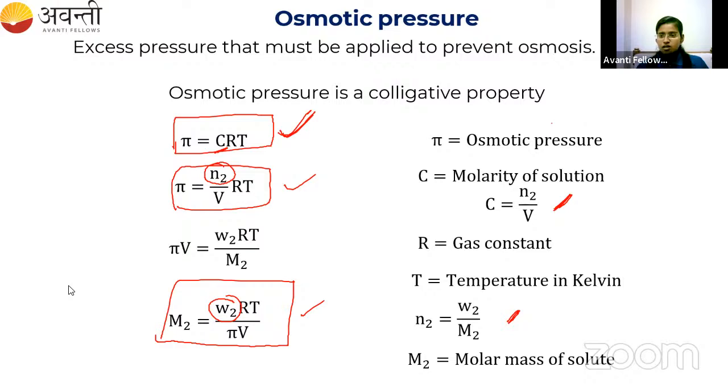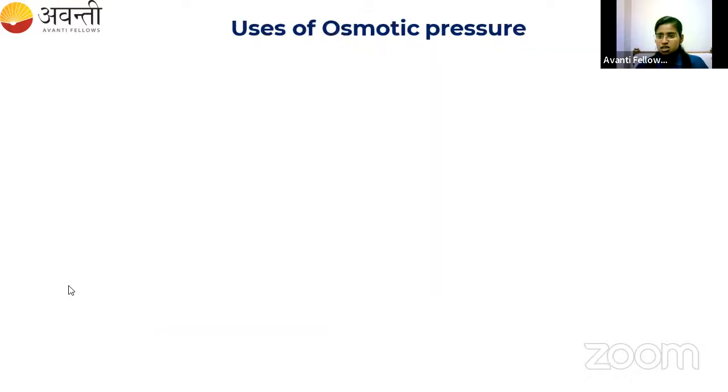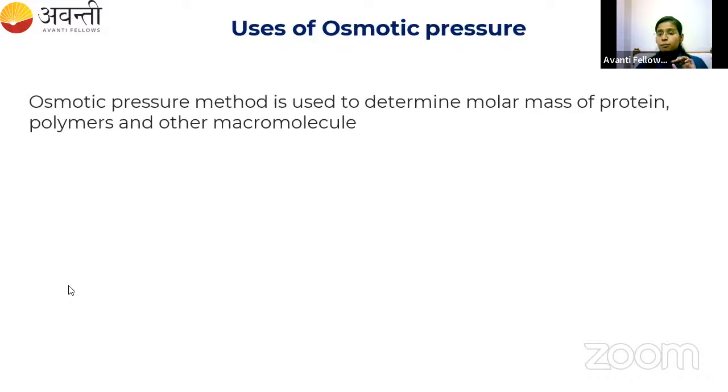Yes. So this osmotic pressure method is used to determine the molar mass of proteins, polymers and other macromolecules. Mainly, osmotic pressure is the only colligative property which is used to calculate the molar mass of a macromolecule. Protein, polymer, everything comes under macromolecules. Carbohydrates, proteins, fats, vitamins, minerals, all those things are macromolecules, right? So the only colligative property used to find out the molar mass of a macromolecule is osmotic pressure.